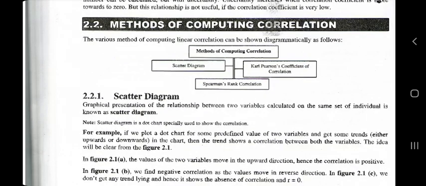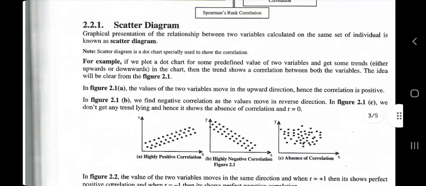Now methods of computing correlation: scatter diagram, Karl Pearson coefficient of correlation, and Spearman's rank correlation. So we will see the scatter diagram here.